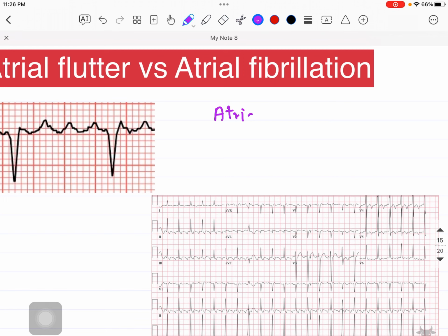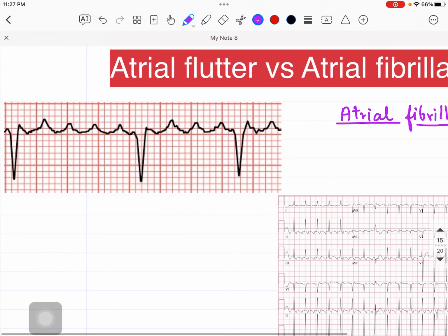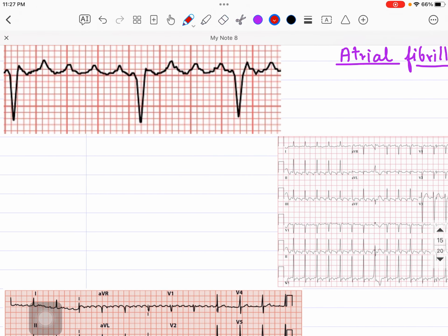Atrial fibrillation: what are the important criteria on the basis of which we can comment that yes, this is atrial fibrillation, or this might be atrial fibrillation, right? Guys, some points I'm going to highlight over here. Firstly, if you are seeing a patient's ECG with a narrow QRS complex, that is a good thing. It's a normal sinus rhythm criterion.